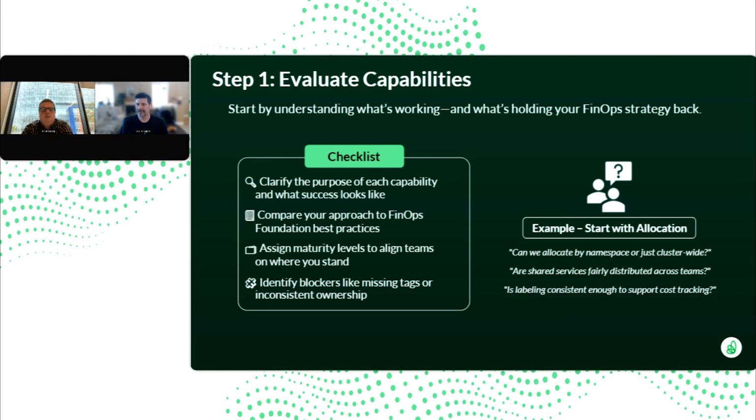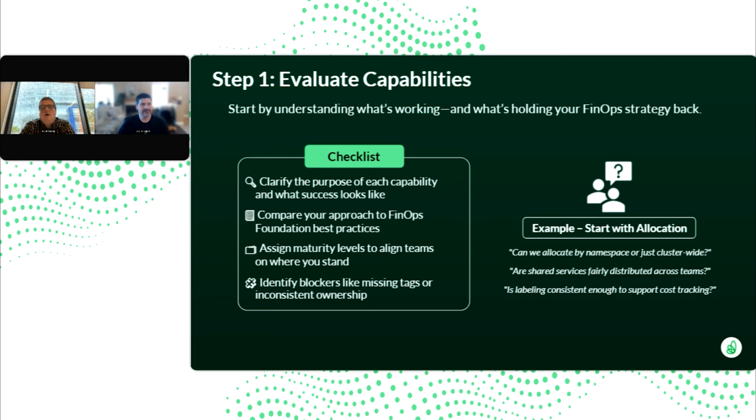A little checklist that helps you look at that is, you want to look at each capability and say, why are we doing this? What's the purpose of this? The FinOps framework is a great tool. The guidance that they provide in terms of what to do within these various capabilities, they really do a very good job of this. So compare to the best practices that the FinOps framework provides, and be honest about where your maturity level aligns to what teams are focused on today.